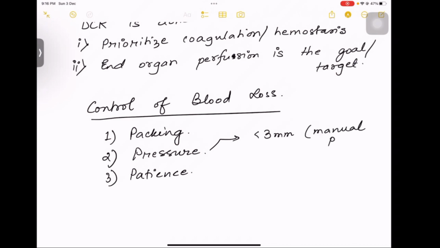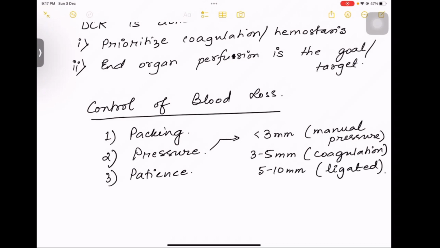For that, you have to control the blood loss. You can do this by packing, you can do this by applying pressure, you can do this by waiting patiently. Now, this pressure can be manual pressure when less than 3 mm is involved, and 3 to 5 mm is by coagulation. 5 to 10 mm is ligation, up to 7 mm is ligature, and if you want more than 10 mm, then you have to use a stapler.